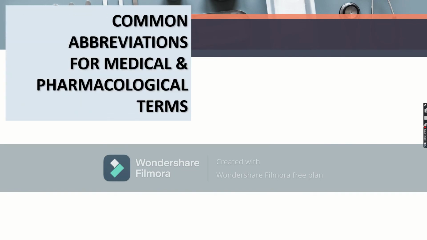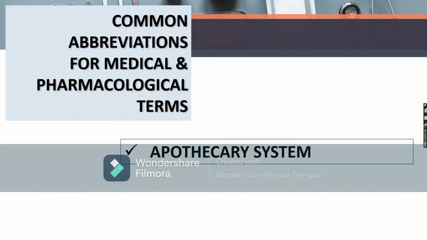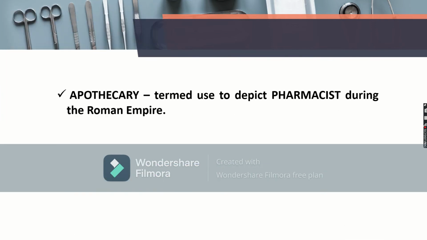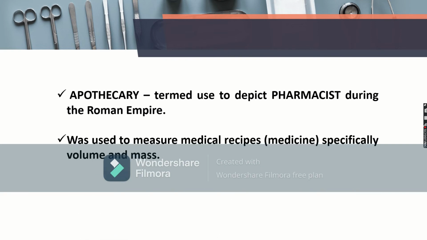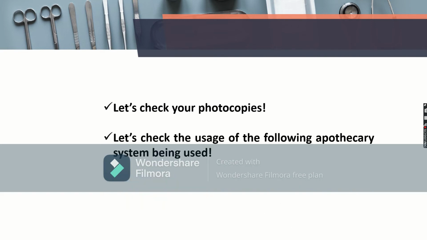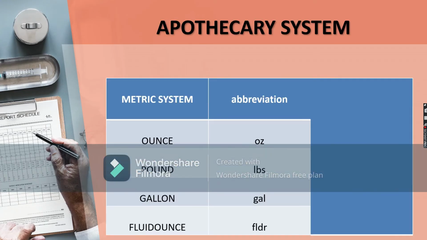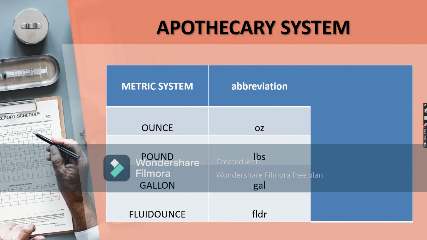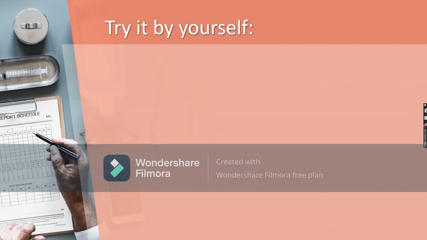Let's check topic number 3, apothecary system. Apothecary is a term used to depict pharmacists during the Roman Empire, and this was used to measure medical recipes or medicine, specifically volume and mass. Let's check your photocopies. Let's check the usage of the following apothecary system. We have the ounce, pound, gallon, and fluid ounce. Try it by yourself.